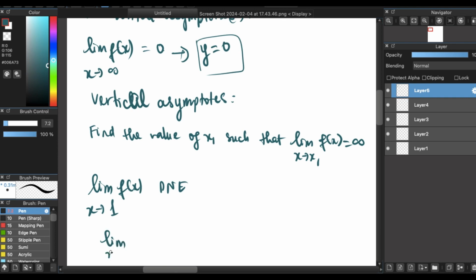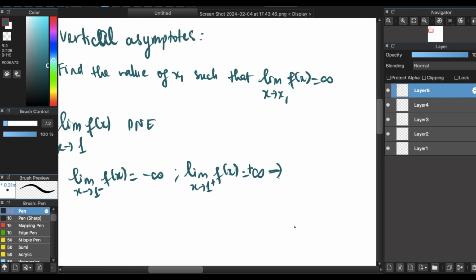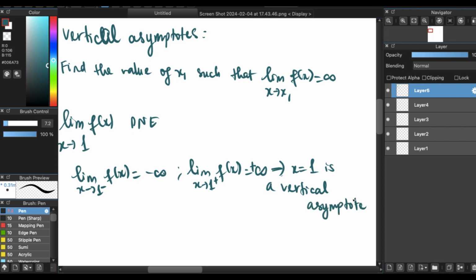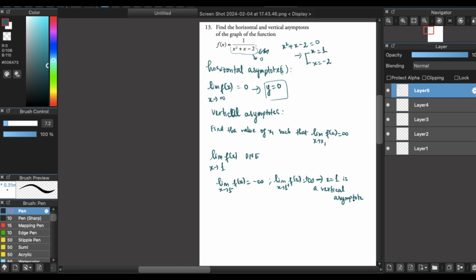However, we've got one-sided limits that are infinite. So x equal to 1 is a vertical asymptote, right? It's a vertical asymptote.